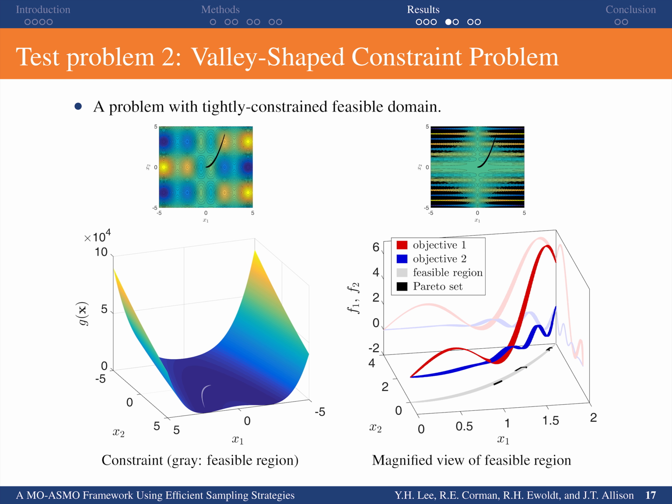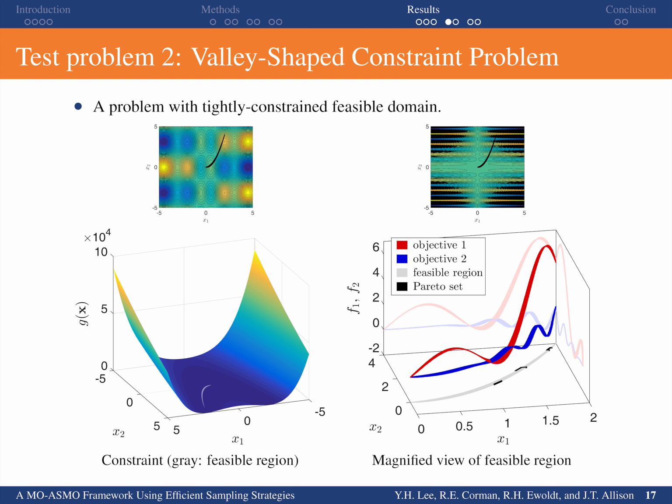Using our algorithm, the problem converged in 6 iterations with 85 function evaluations, while the NSGA2 algorithm struggled and required 570,000 function evaluations.